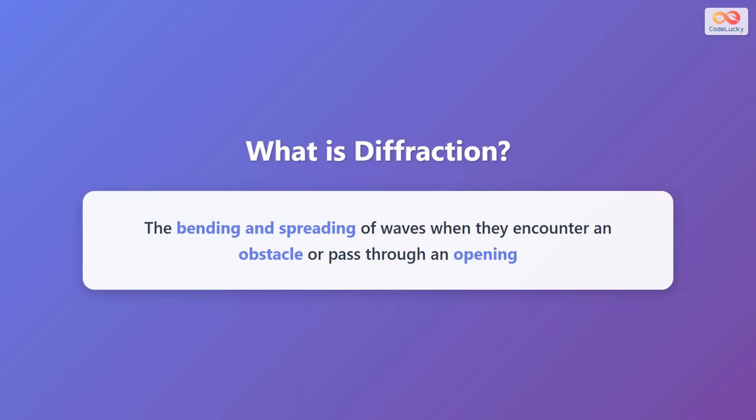So, what exactly is diffraction? Diffraction is the bending and spreading of waves when they encounter an obstacle or pass through an opening. Instead of traveling in straight lines as we might expect, light waves actually bend around corners and spread out. This happens with all types of waves, including sound waves, water waves, and electromagnetic waves like light.